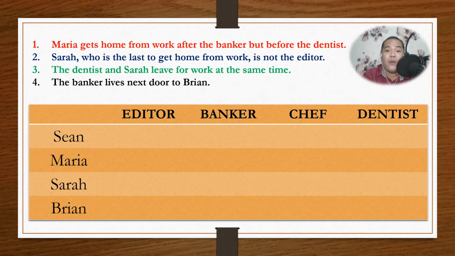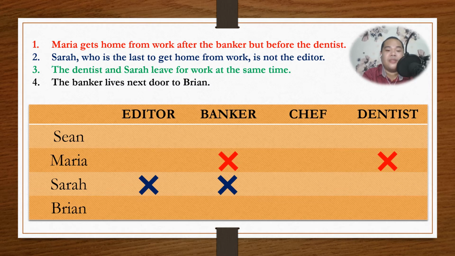Now let's solve the problem one by one using the clues given. The first clue was, Maria gets home from work after the banker but before the dentist. It gives us the idea that Maria is not the banker, nor the dentist. The second clue: Sarah, who is the last to get home from work, is not the editor. Therefore, Sarah is not the editor. And remember in clue number one, the banker gets home from work before Maria. Therefore, Sarah, who is the last to get home from work, is not the banker.